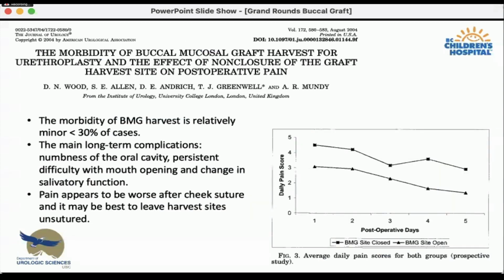So this leads me to this article by Wood and colleagues. They concluded that the morbidity of the buccal mucosa graft harvest is relatively minor and occurs in less than 30% of the cases. The main long-term complications are numbness of the oral cavity, persistent difficulty with mouth opening, and changes in salivary function. And patients need to be advised that this is not a pain-free procedure, that pain appears to be worse after the cheek is sutured, and it may be best to just leave it open.